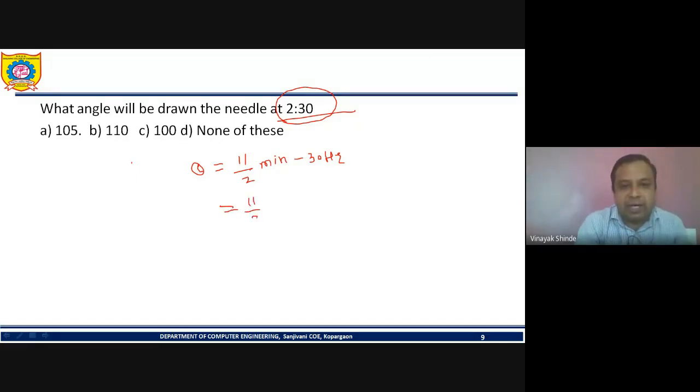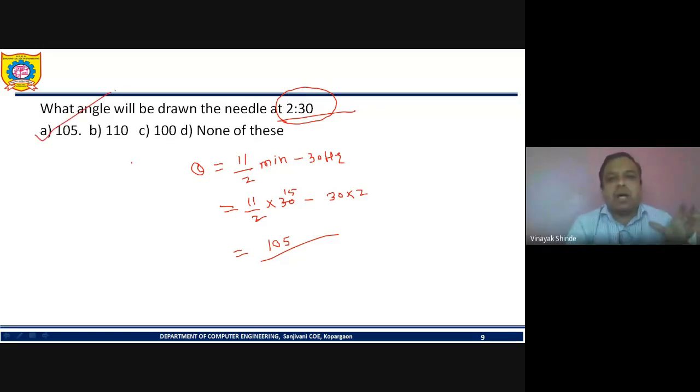11 by 2 into minutes. Minutes are 30, minus 30 into hours. Hours are 2. So this is 165 minus 60, and if you perform this analysis, you'll get 105. 105 degrees is the right answer. Option A is right. This is the mathematical analysis you can do if you want the correct answer: theta is equal to 11 by 2 into minutes minus 30 into hours.